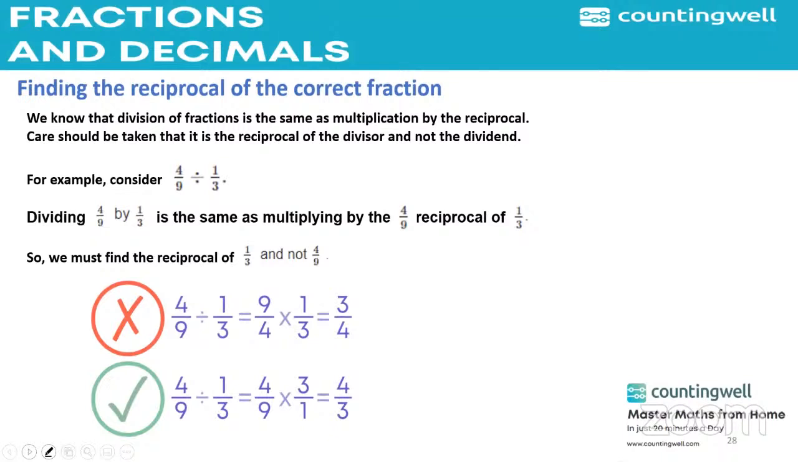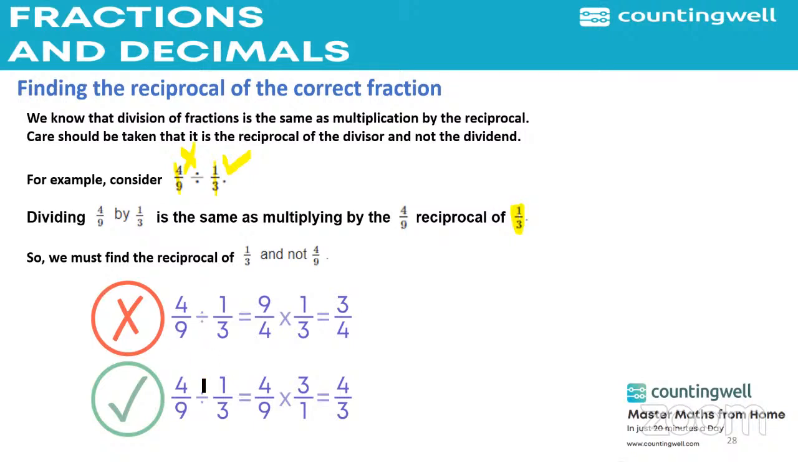One more student mistake is finding the reciprocal of the wrong fraction. So note that the first number is the dividend, and the second number is the divisor. Always remember that you have to find the reciprocal of the divisor, not the dividend. Here the divisor is 1 by 3. So dividing 4 by 9 by 1 by 3 is the same as multiplying 4 by 9 by the reciprocal of 1 by 3. The reciprocal of any number is written by interchanging its numerator and denominator.